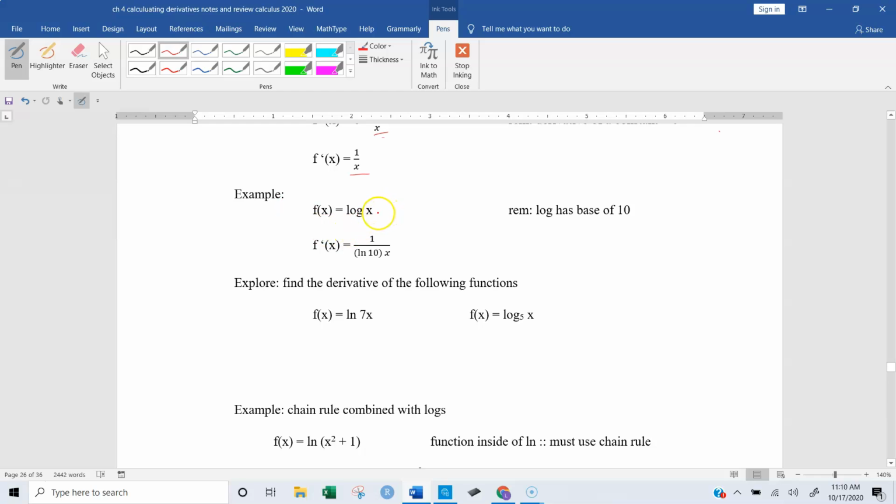So f of x is equal to the log of x. So the derivative now is 1 over the natural log of the base. Remember the base here is 10. So it's the natural log of 10 times x, because it's 1 over x. It's always the natural log of the base times the x.